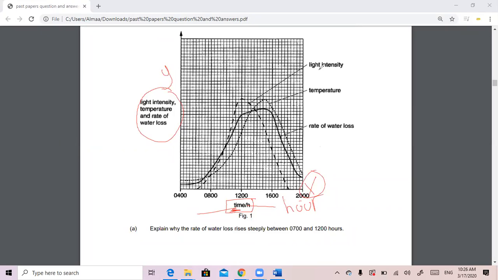The light intensity here. You see it? That is the light intensity. That is the temperature here. That is the rate of water loss here. So we have three things here. So you must understand.